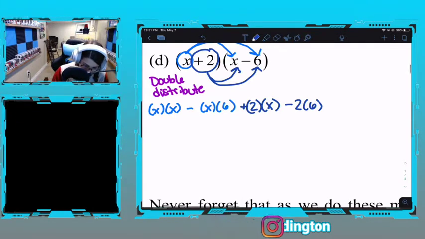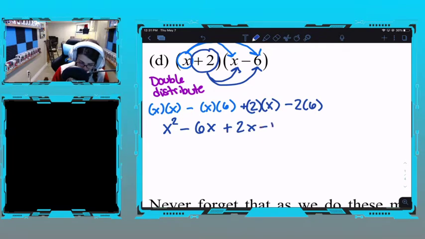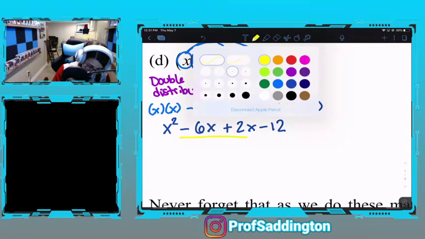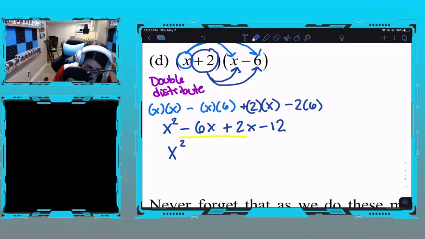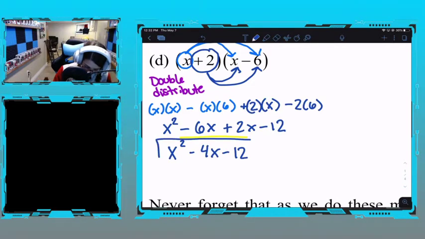So let's put this all together. We get x squared minus 6x plus 2x minus 12. Usually when we're multiplying polynomials by each other, we're going to have some like terms. We want to make sure we're looking out for that. And we do. We have negative 6x and 2x. We can combine those together. So we end up getting x squared minus 4x minus 12.